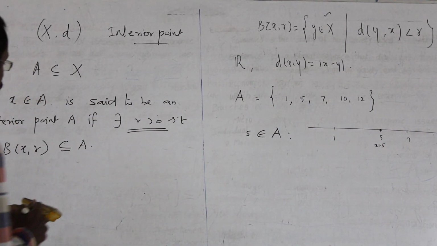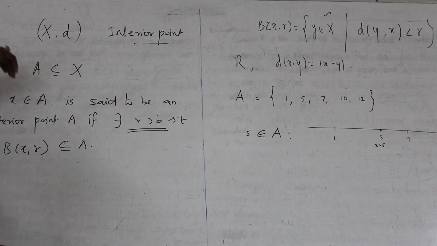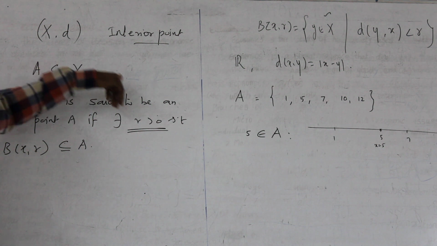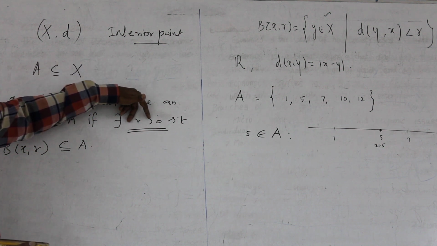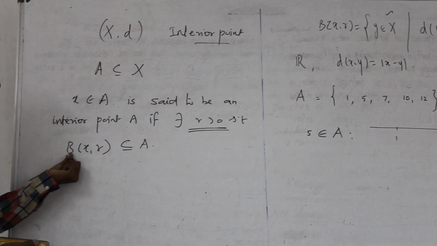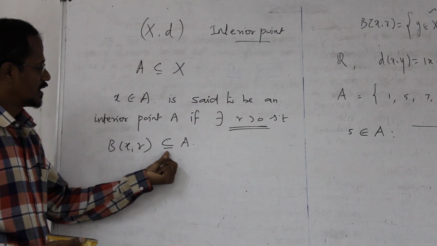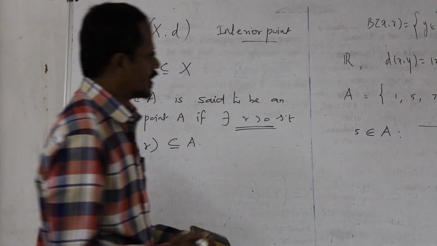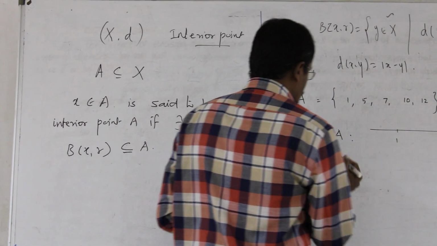So what is the condition I have to verify? A point x in the given set is said to be an interior point of that set if there is a positive number r such that, if I consider the ball with center x and radius r, it is a subset of A. We know that you can give any positive number.